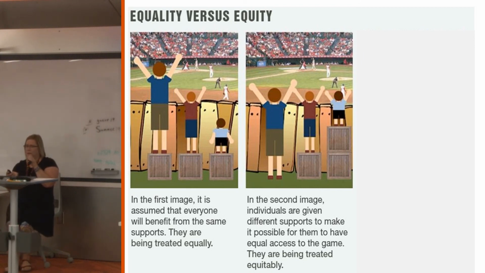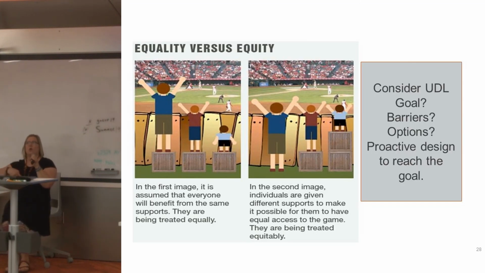So this image has been around for a long time. In the first image, there are 3 people of different body sizes. They're all standing on the same sized box, and they are trying to look over this fence, and only one can really see comfortably, the second one maybe, and the third one not at all. Then in the second one, the boxes have been changed, so now all of them can see over the fence.